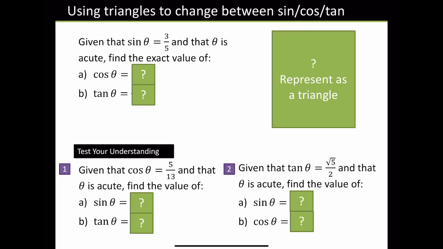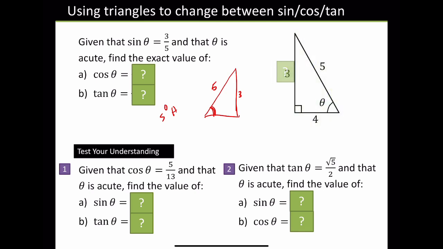Given that sin theta is 3/5 and theta is the acute angle, find the exact value. Well, if I had to represent a triangle, what would that triangle look like? This is the acute angle. Sin is opposite over hypotenuse, so that means the hypotenuse is 5 and the opposite must be 3. So we need to find what the other side would be. We work out that the missing one is actually 4, using Pythagoras.